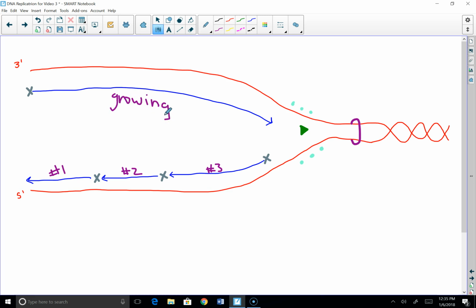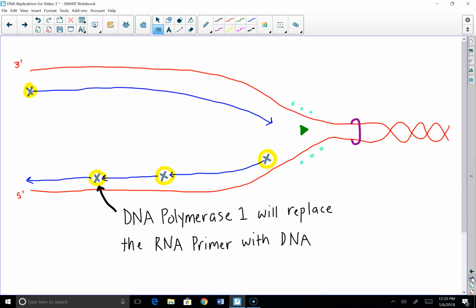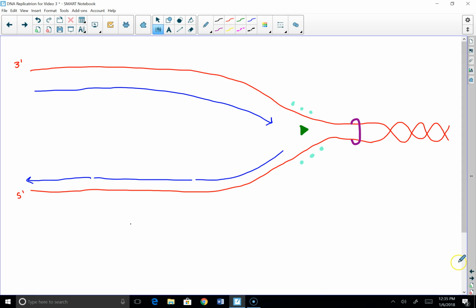Well, now we've done enough, and now we need to figure out what we're going to do. So now we have to get rid of that RNA primer, and we call in DNA polymerase 1. Its job is to take the primer and replace it with DNA. Okay, that's great. And what you'll notice here now is the primers are gone, both on the leading and lagging strand. But we have small spaces still on the lagging strand.